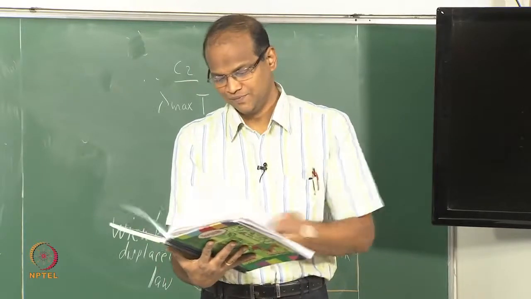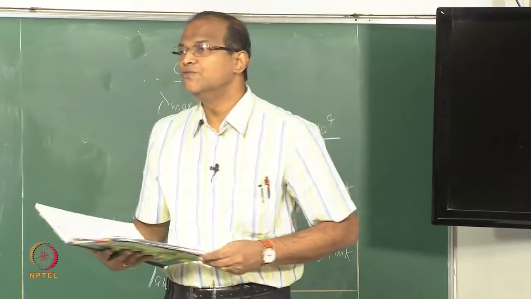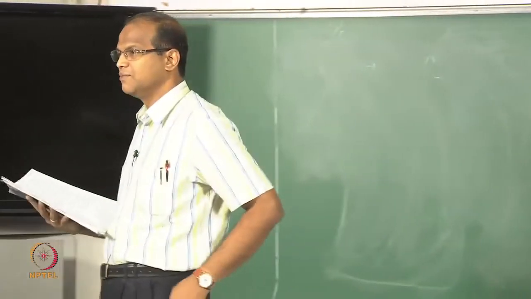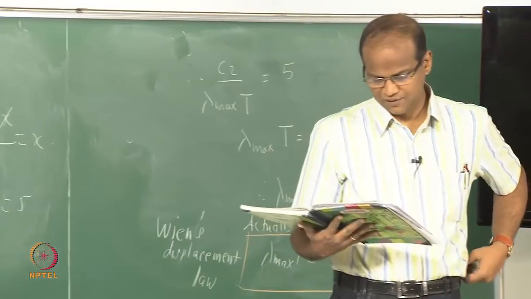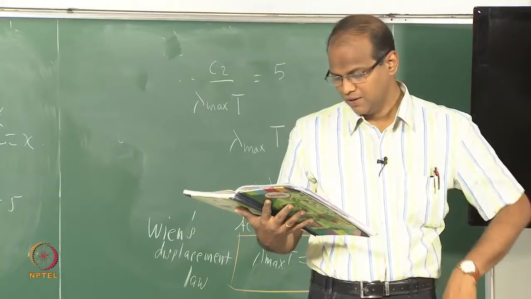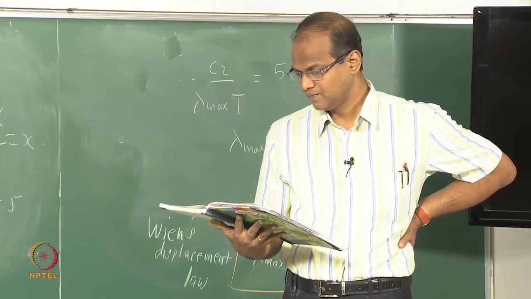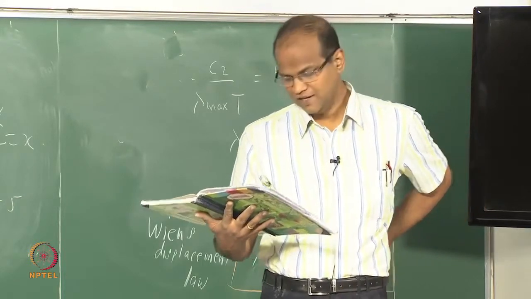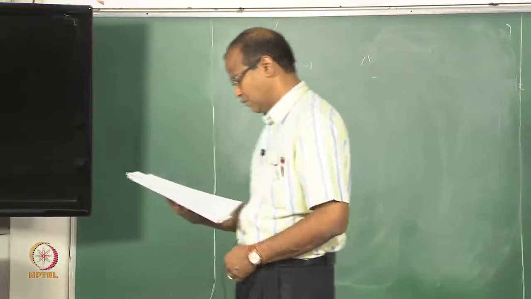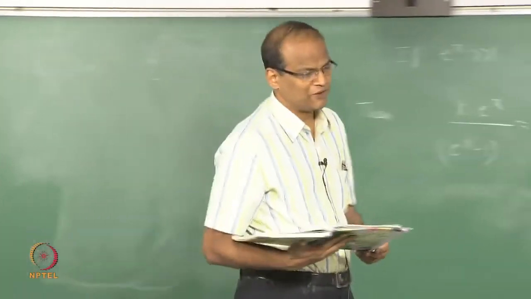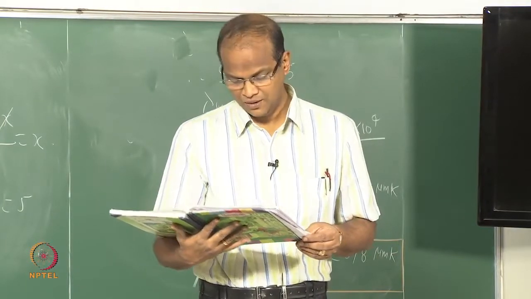We will solve a problem and then close. Problem number 44. Use Wien's displacement law to compute the color temperature of the sun, for which the wavelength of the maximum solar emission is observed to be 0.475 micrometer.